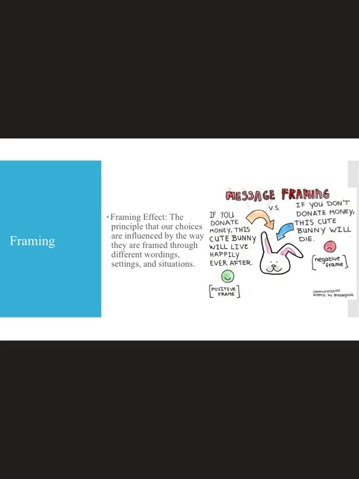I digress. With that, they're generally a negative frame because they're like, if you don't donate now, these puppies are going to be euthanized. They're going to be sent back to terrible homes. And so people feel incentivized to donate more often than if you were like, donate and this puppy will be happy, right? So framing effect is really important as we're trying to understand the world around us. How are we being framed to understand the world around us?